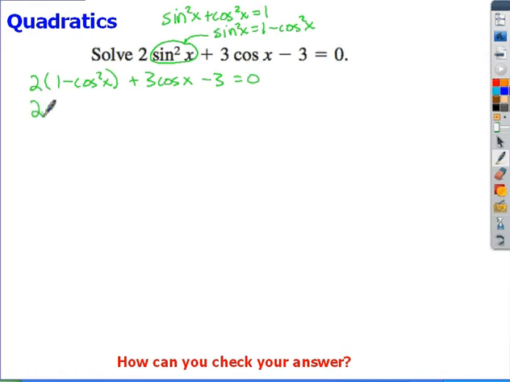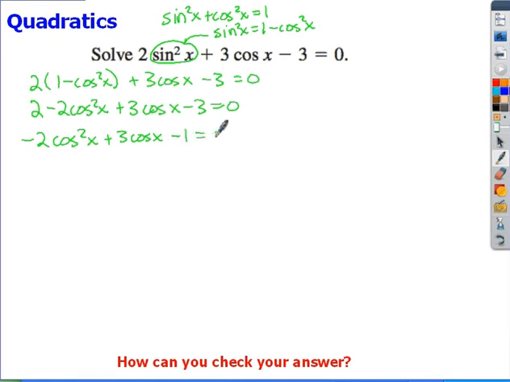So for example, if we distribute the 2 and keep everything else the same at this point, then we just combine like terms. We have negative 2 cos squared x plus 3 cos x minus 1 equals 0. I'm going to multiply everything by negative 1 just because I don't like that negative sign there. So I have 2 cos squared x, now it's minus 3 cos x and plus 1 equals 0.